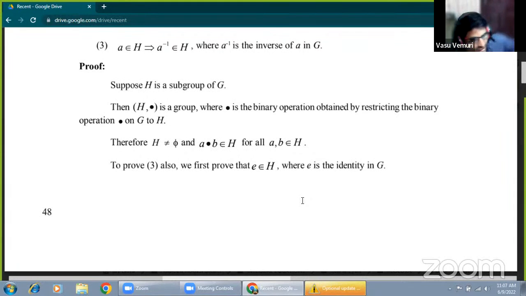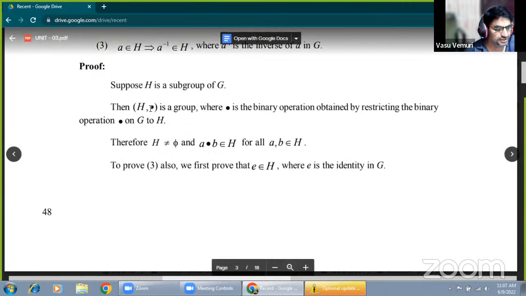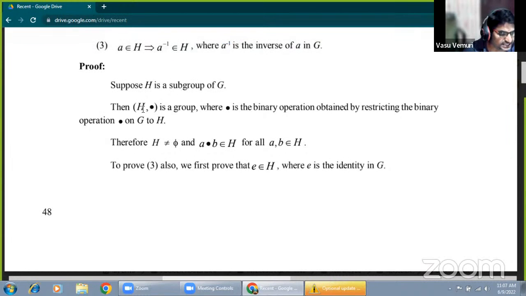Suppose capital H is a subgroup of G. Then, when it is a subgroup, before that it is a group. H under multiplication is a group. Here multiplication is the binary operation, and the same binary operation applies in H. Since the group consists of some elements, H is also a non-empty set. Taking A, B belongs to H, AB belongs to H, so the closure condition must be satisfied.